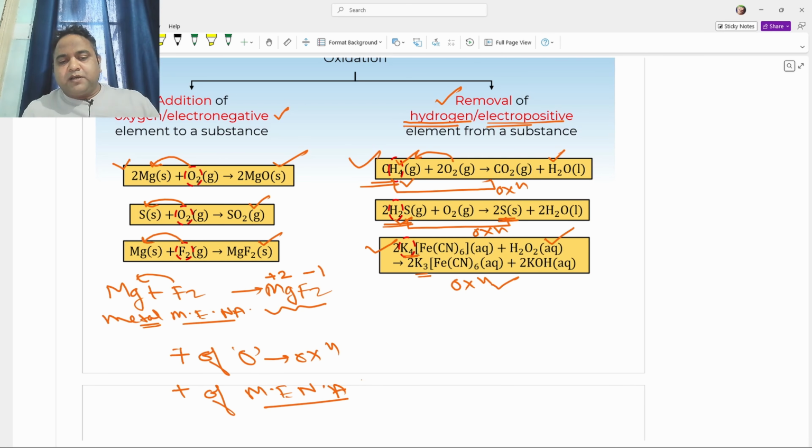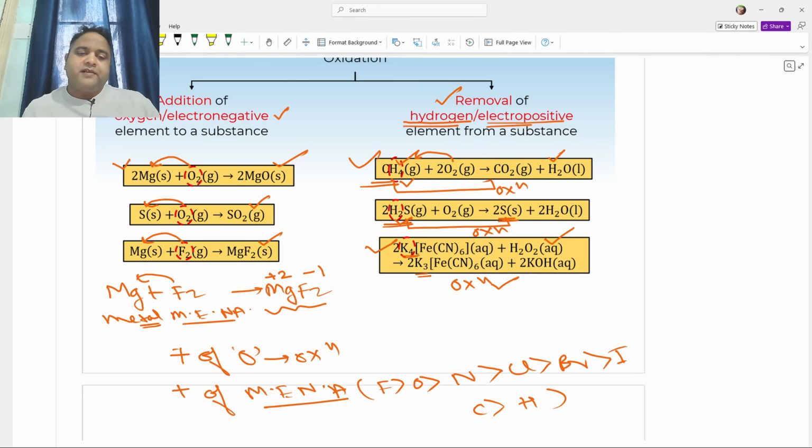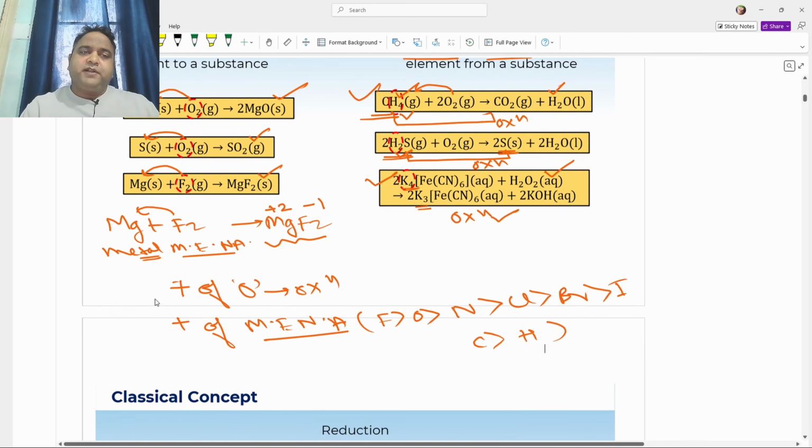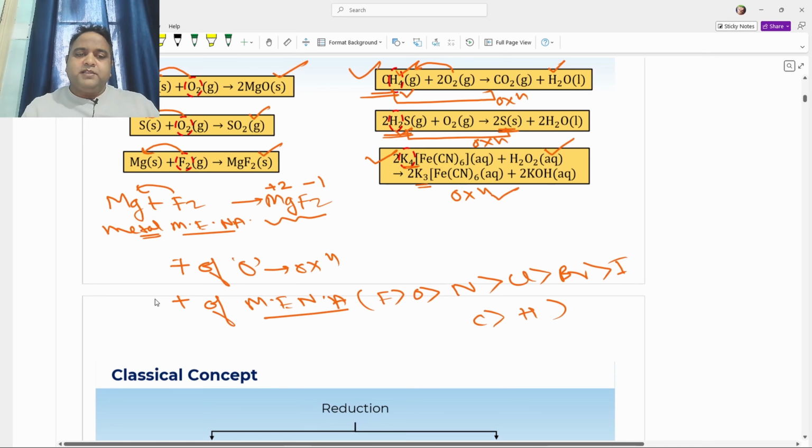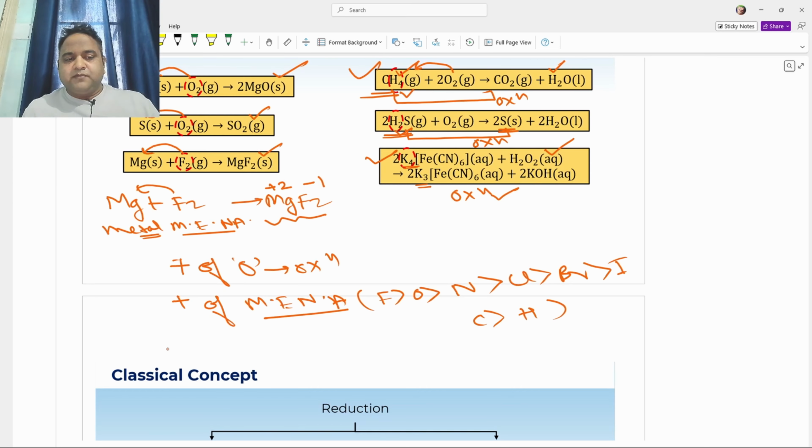You must remember the order of more electronegative elements: F, O, N, Cl, Br, I, then carbon, then hydrogen. When a more electronegative atom combines with an element, it is called oxidation. For example, carbon reacts with chlorine and there is a formation of CCl4.